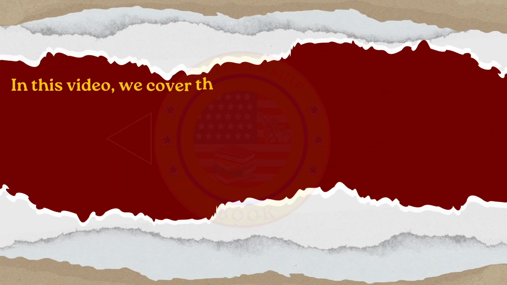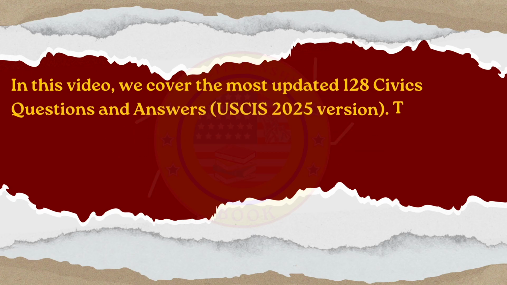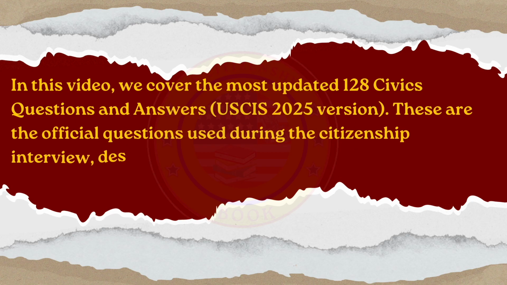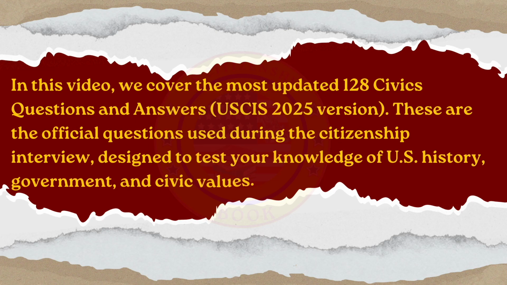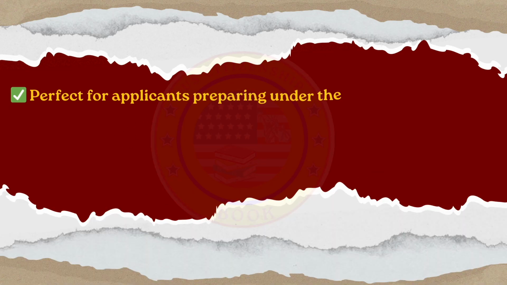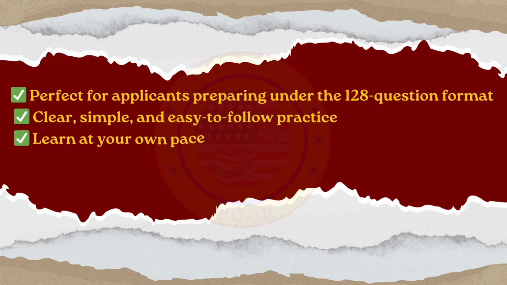In this video, we cover the most updated 128 civics questions and answers USCIS 2025 version. These are the official questions used during the citizenship interview, designed to test your knowledge of US history, government, and civic values. Perfect for applicants preparing under the 128-question format. Clear, simple, and easy to follow practice. Learn at your own pace with accurate and updated material.